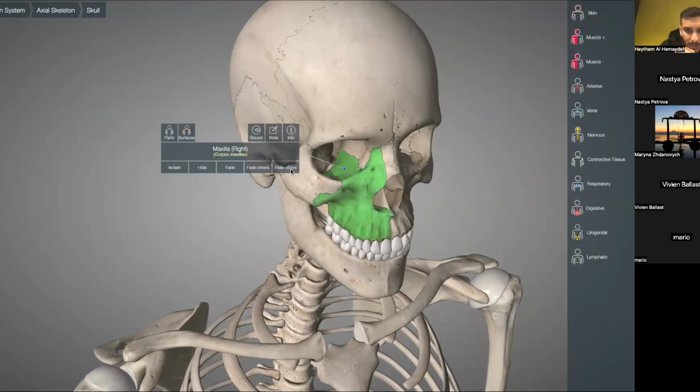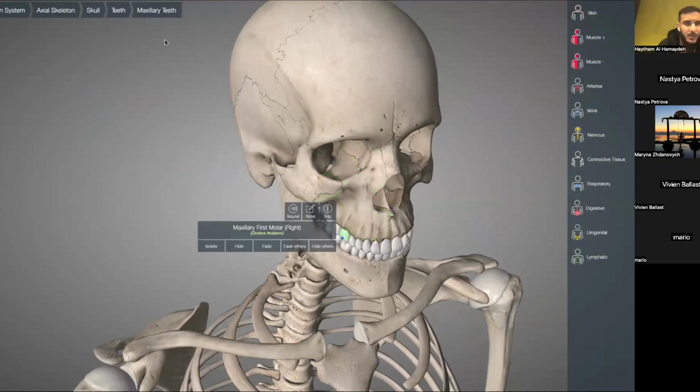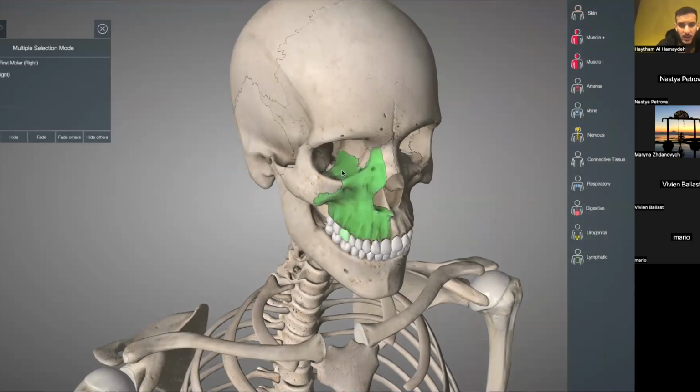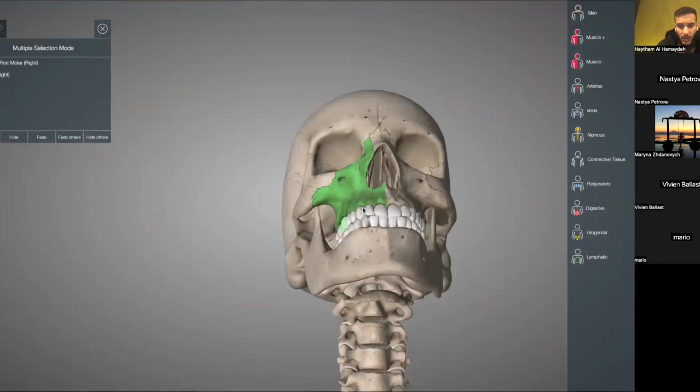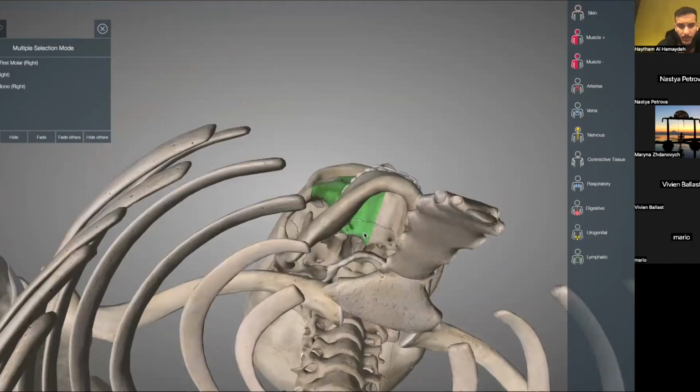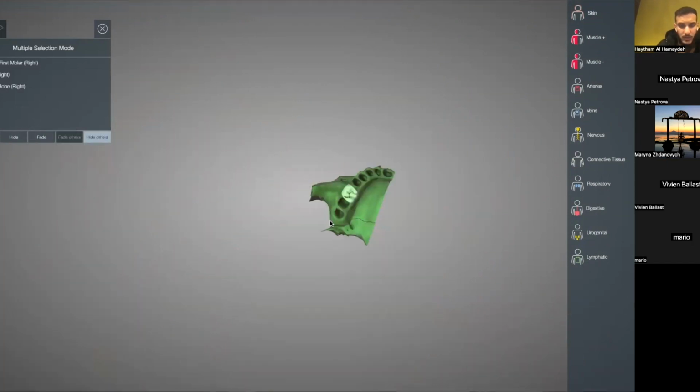Let's check it this way. And if I check, boom. There, here. Palatine. So here, see this part right there. Do you see what I mean? Right there.